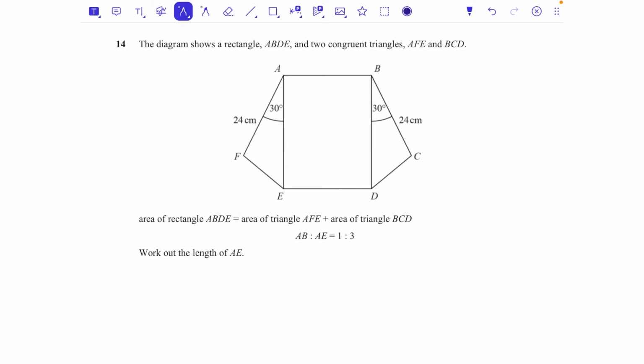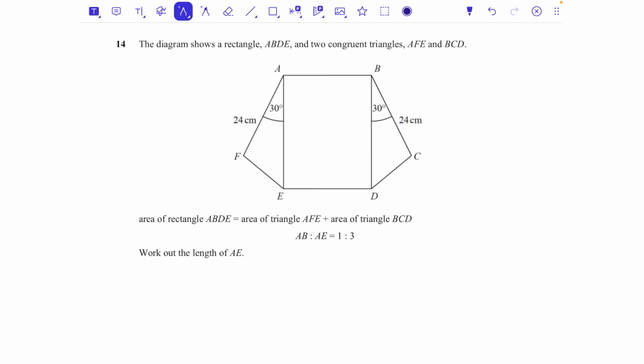Question number 14. The diagram shows a rectangle ABDE and 2 congruent triangles. Congruent just means they're exactly the same. So the 2 triangles on the side here, they're both the same as each other. The area of the rectangle is equal to the area of triangle AFE, the triangle on the left, add the area of triangle BCD, the triangle on the right.